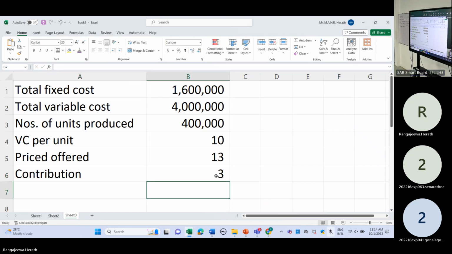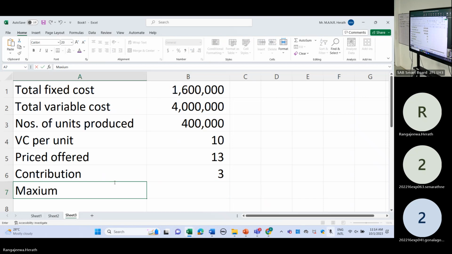Review. So when you consider the fixed cost, it is not going to change whether we accept or not, right? So the maximum additional contribution, how much?